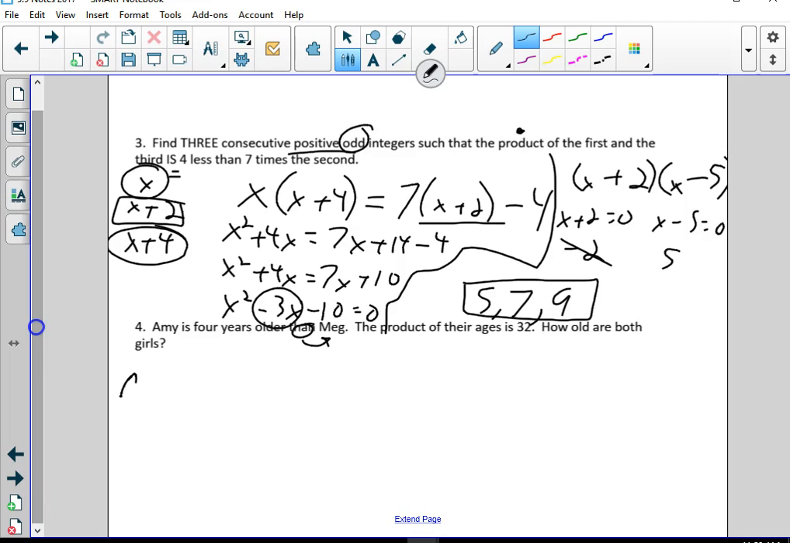Okay? So Meg is going to be our M. Now, Amy is 4 years older than Meg. So what's Amy going to be? M plus 4. So those are our variables. We defined our variables. It says the product of their ages is 32. So M times M plus 4 equals 32.